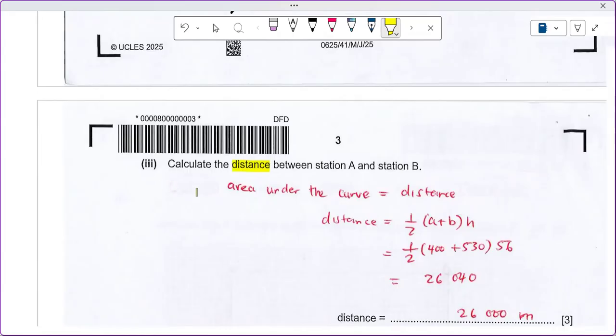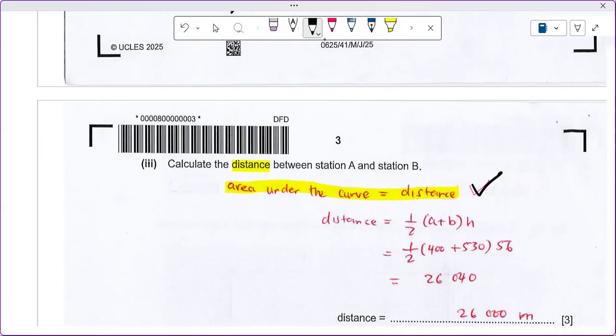Now, the markers want to see the statement that states the following: that area under the curve equals the distance. You need to state this. So which means whatever area I have under the curve equals the distance. This here is worth 1 mark. The moment you state that, it's going to be worth 1 mark.